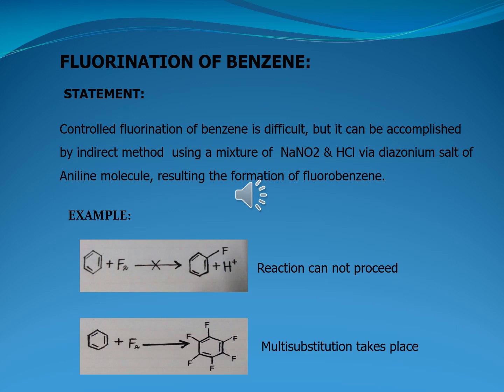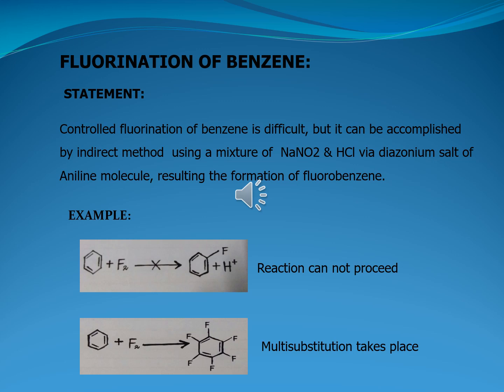Fluorination of benzene molecule. Let's see how fluorination is carried out with the benzene molecule. The controlled fluorination of benzene is difficult, but it can be accomplished by an indirect method using a mixture of sodium nitrite and hydrochloric acid via the diazonium salt of aniline, resulting in the formation of fluorobenzene.